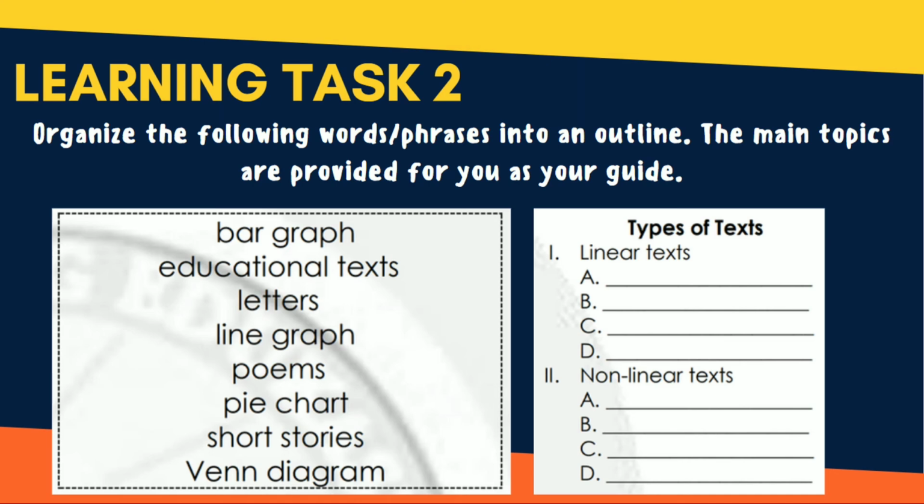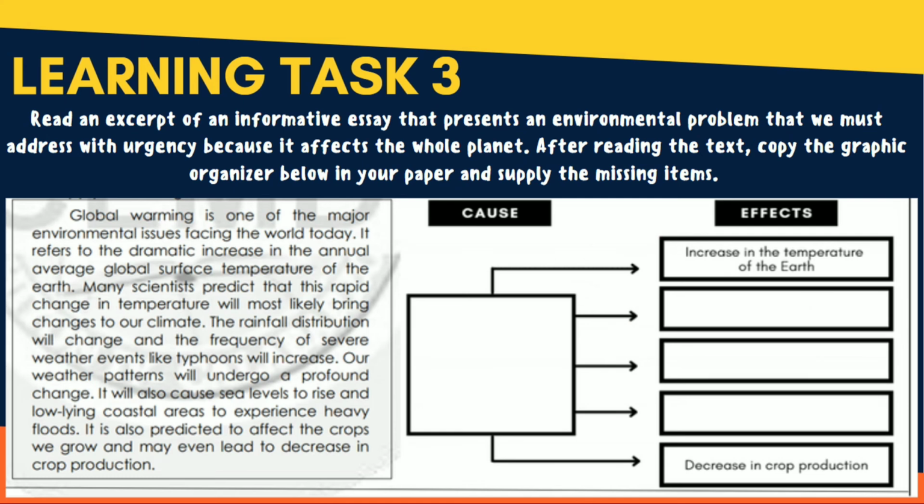For your learning task 3, you have to read an excerpt of an informative essay that presents an environmental problem that we must address with urgency because it affects the whole planet. After reading the text, copy the graphic organizer below in your paper and supply the missing items. For this task, I will also give you 5 minutes.